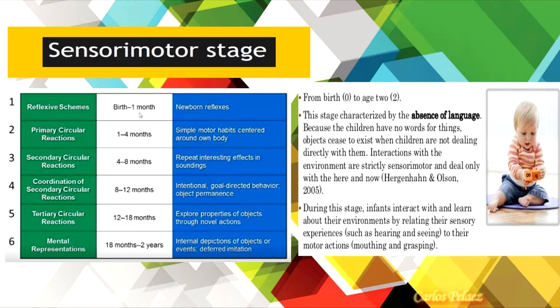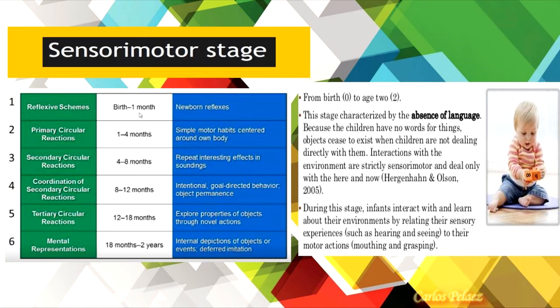The reflexive schemes, which range from birth to 1 month. During this stage, you could perceive the newborn's reflexes. The primary circular reactions, which range from 1 to 4 months. In this stage, you can see simple motor habits centered around own body. The secondary circular reactions, which range from 4 to 8 months, show repeated interesting effects in surroundings.